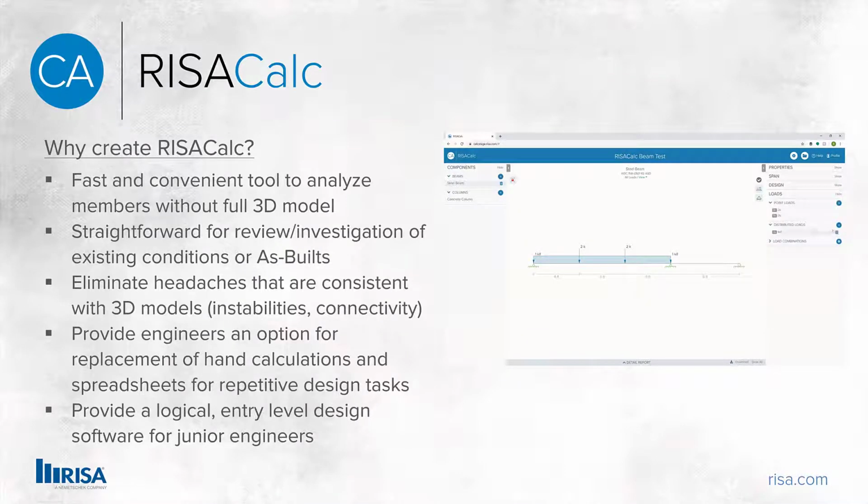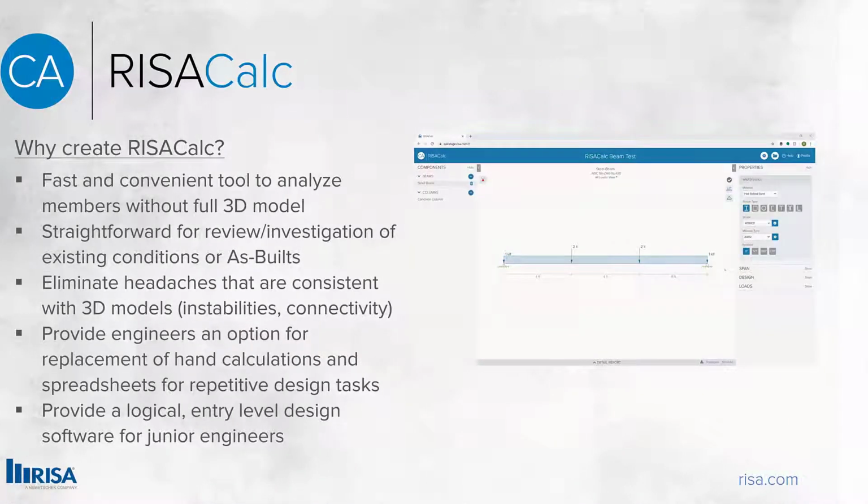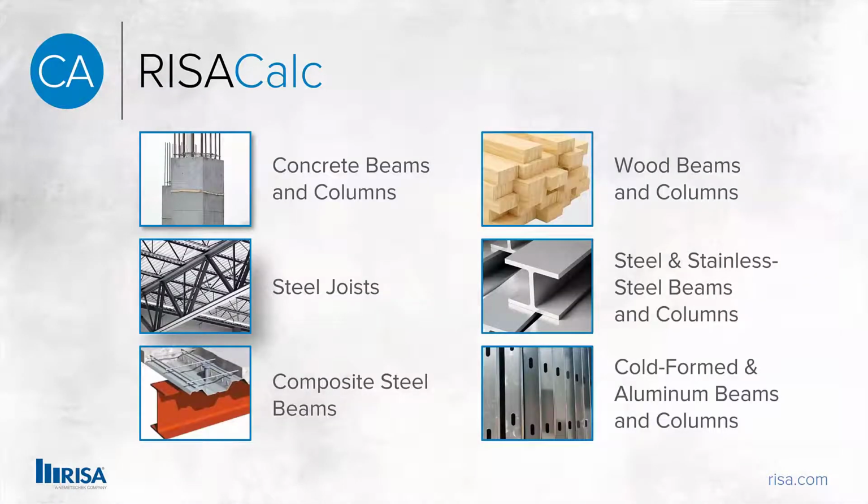And so I think that in all of those ways, RISACalc can be a great help. And so when we look at what RISACalc is today, RISACalc focuses on different materials and codes in different jurisdictions. So we have concrete column and concrete beam design for both US and Canadian codes, steel joist design for the US codes, composite steel beam design for US and Canadian codes.